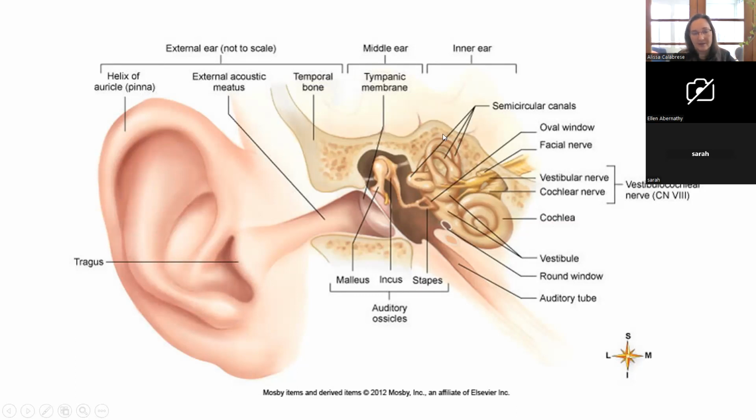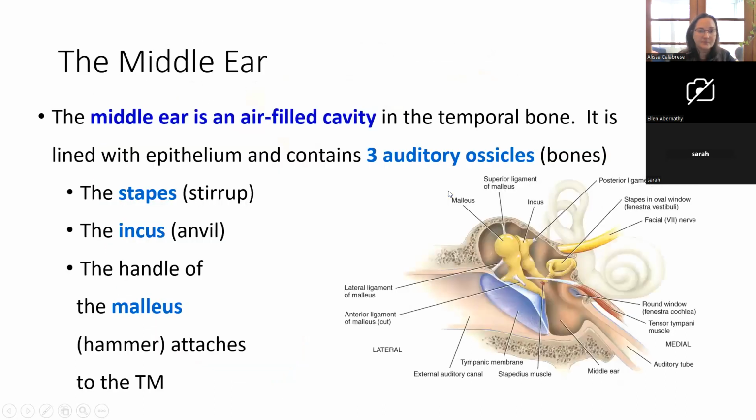Here, it's totally encased in bone inside the temporal bone. But the middle ear, where we find the malleus, incus, and stapes, is an air-filled chamber. There is a pathway from the middle ear to the back of your throat. It's called the auditory tube or eustachian tube. It connects the middle ear to the throat, which is why ear infections can become throat infections or vice versa, because there's a direct pathway there.